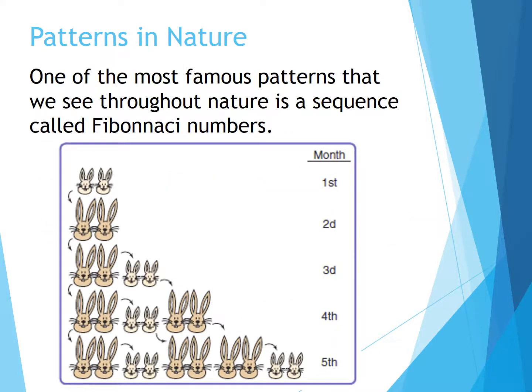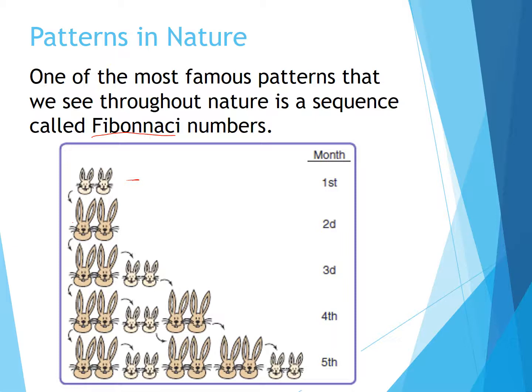So one of the patterns we see in nature is the way things grow or multiply. Fibonacci was a mathematician who came up with this famous pattern by looking at rabbits multiplying. Now what we have to remember is that a baby rabbit cannot multiply when it's first born. It has to be a month old before it can start multiplying.